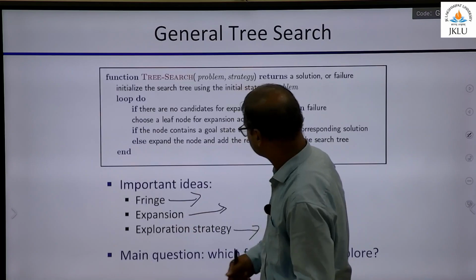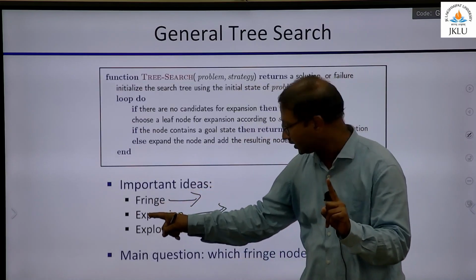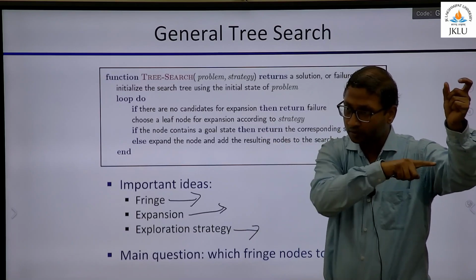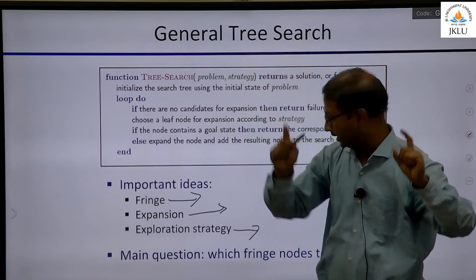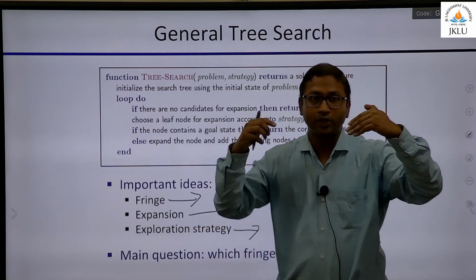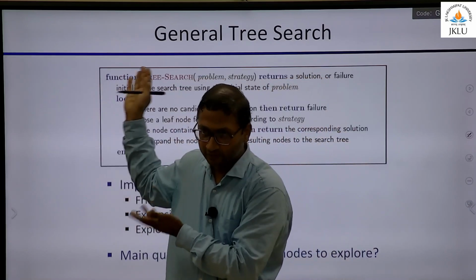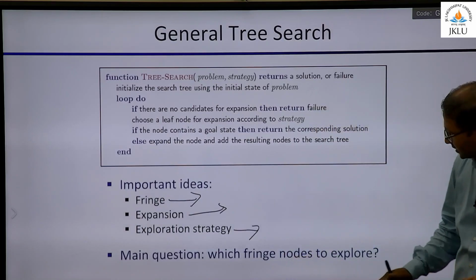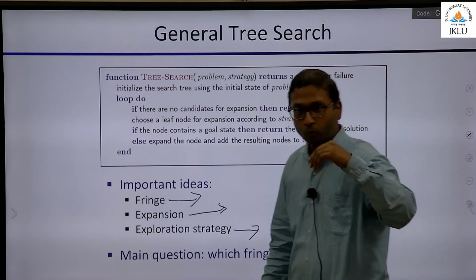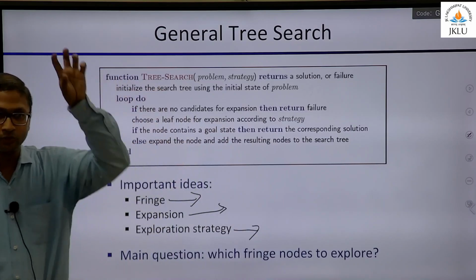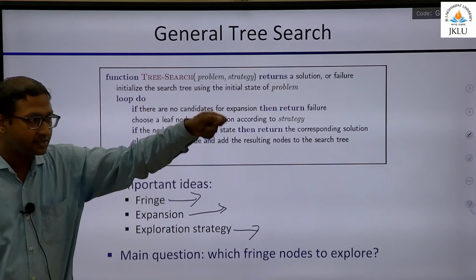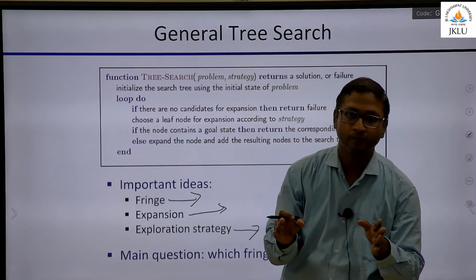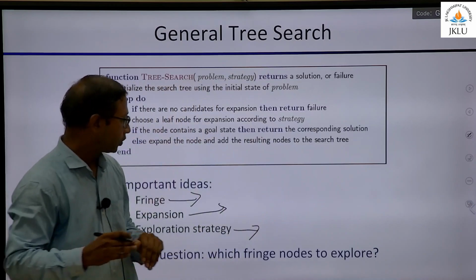Alright, so fringe is the data structure that you are maintaining. Expansion is, what is expansion? Take out of that fringe, explore and add it to the fringe again. Exploration strategy, whether you are using BFS, DFS or something else, as we will see in the rest of the lectures. So now the main question basically is this: which fringe nodes to explore? Putting things in fringe is an easy thing. You explore something, whosoever are the successors, put them into fringe. Problem is which node to expand. Given a fringe, which node to expand?